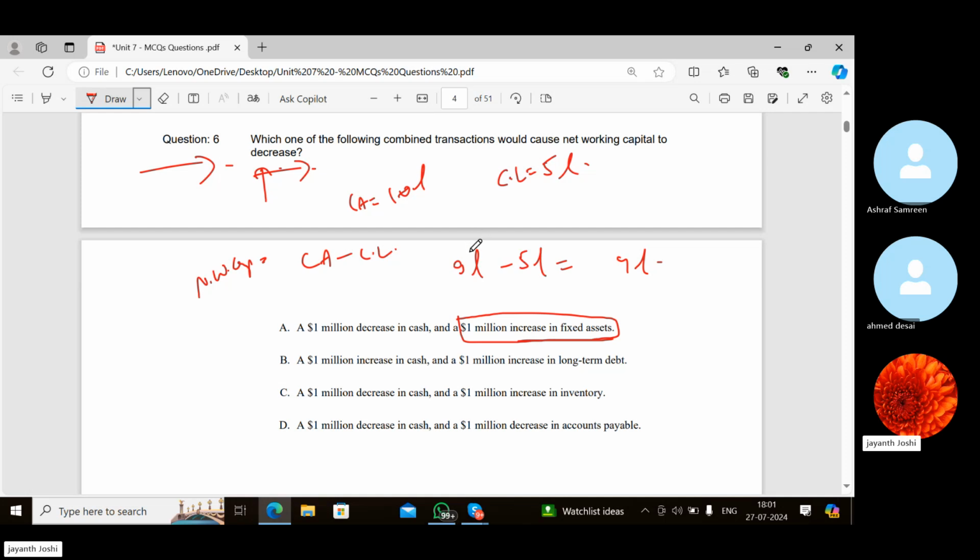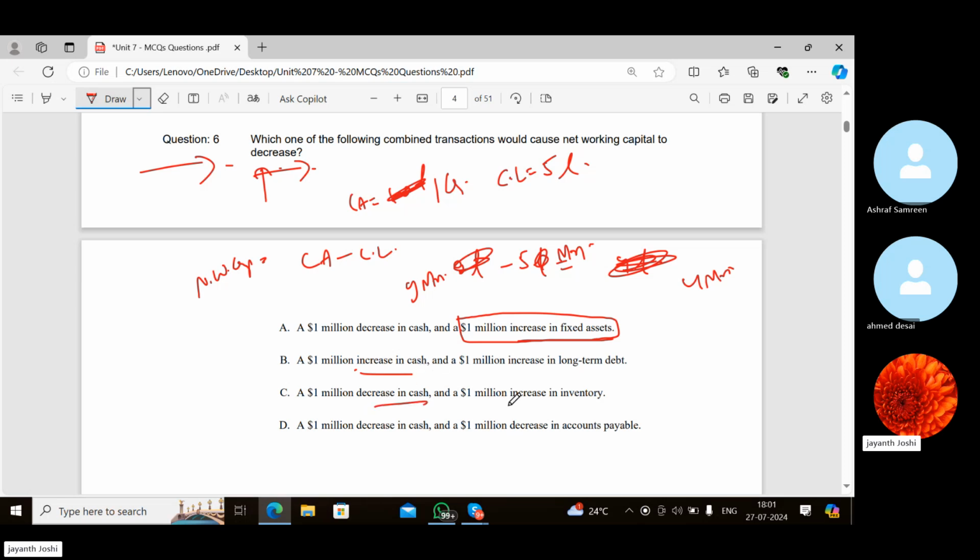So if you are decreasing your current assets by 1 million, let's say this is 1 crore, so 1 million is 10 lakhs. So it is 9 million minus, let's say, 5 million, which makes it 4 million. It has decreased, right? Increase in cash will not decrease working capital. It will increase working capital.